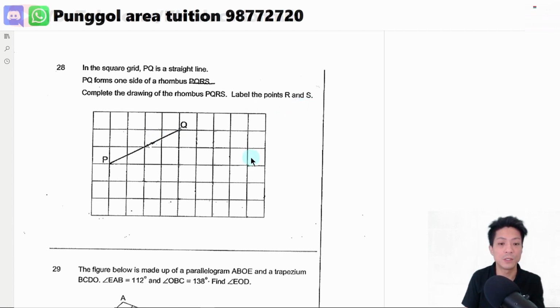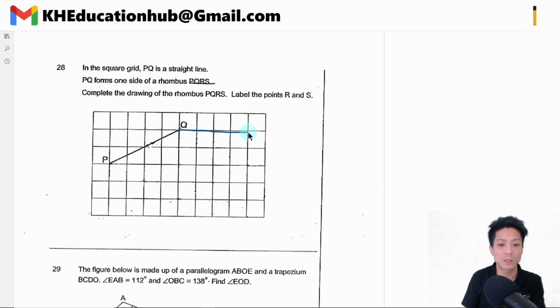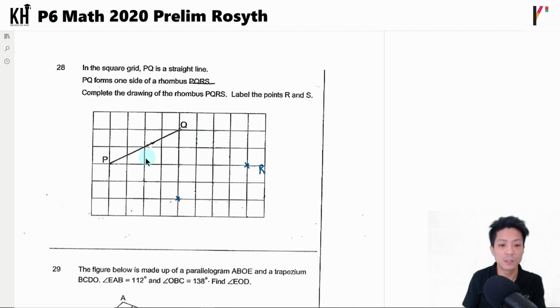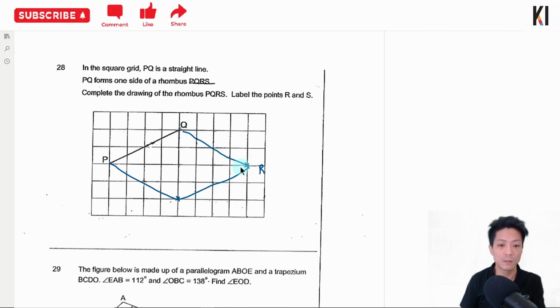Okay, so making use of this grid, you know that it's spanning across 2 times 4, right? So you should also span across 4 times 2. And so your R should be here. In the same way, Q will be here. Just need to join them up properly. Using a ruler and a pencil, you'll be able to draw it nicely. R and S.